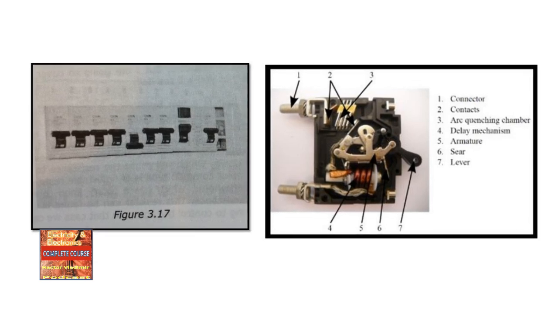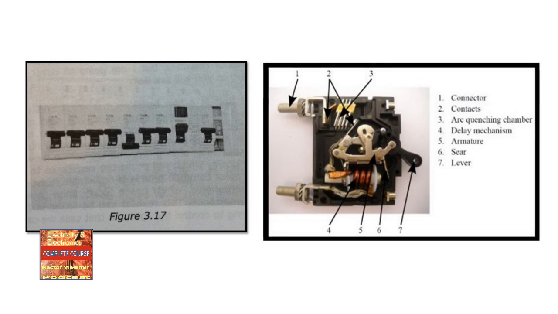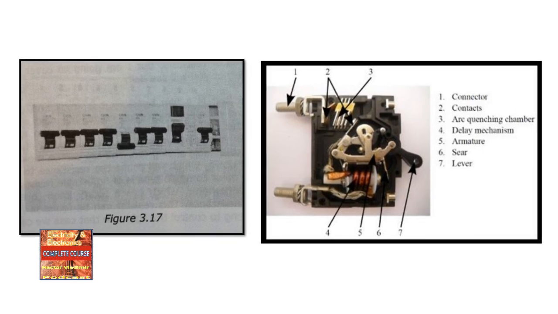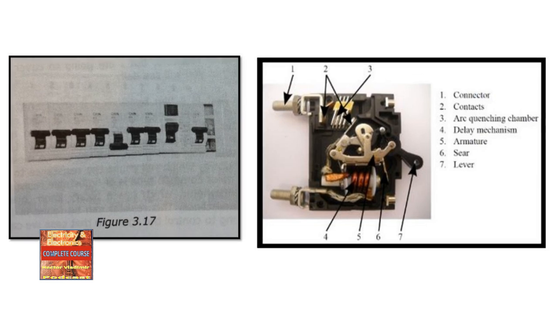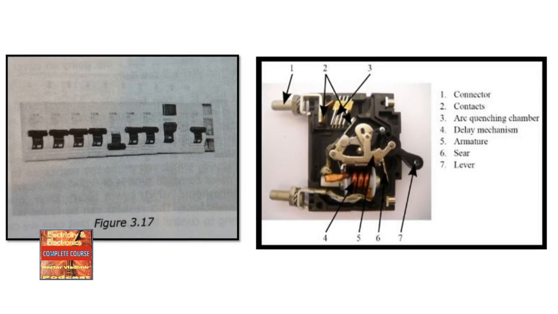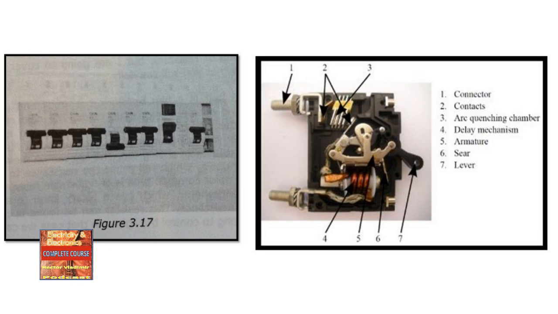The circuit breaker doesn't have to be replaced when it trips. It is telling you that there is a problem. The circuit breaker can be reset. Like fuses, circuit breakers are rated by voltage and by current and operate similarly.